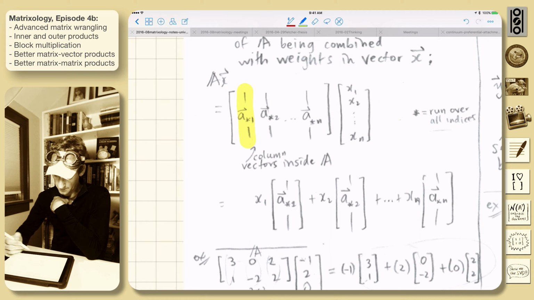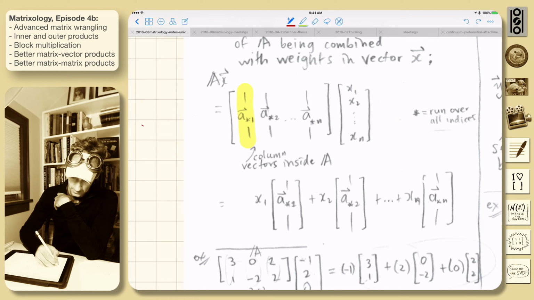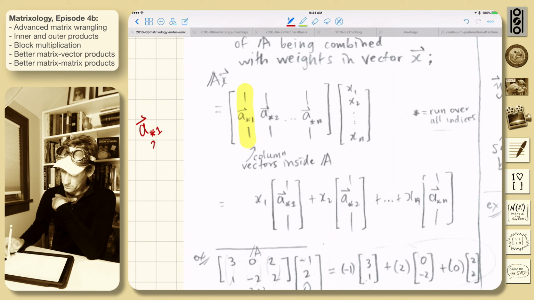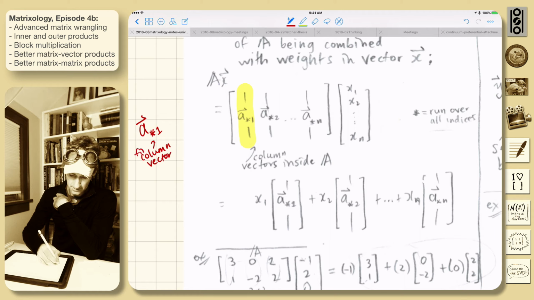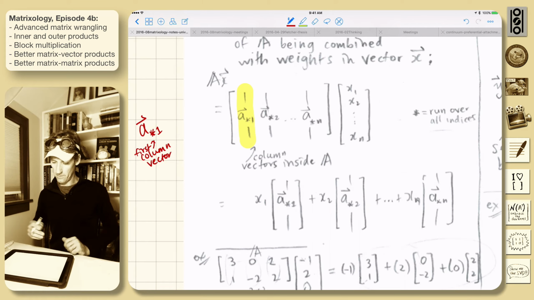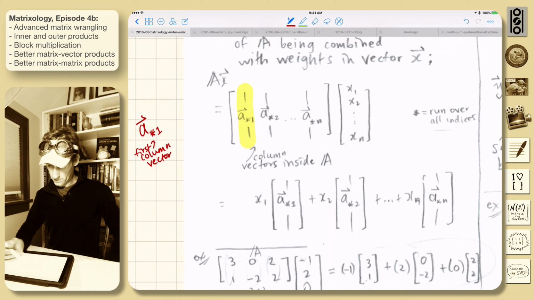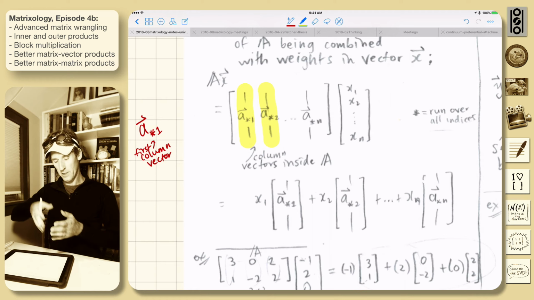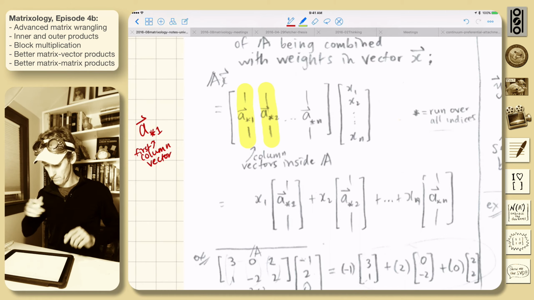There's a particular kind of formalism that I've used, which is this: A star 1. This means, as it's written over here, run over all the indices. So this is a column vector. It's, in fact, the first column vector. Star just means a wild card, if you like. So run over everything. We'll always write in this form. I'll put the A there and then put a line above and below to indicate that it takes up that column. And we'll do the same for rows.